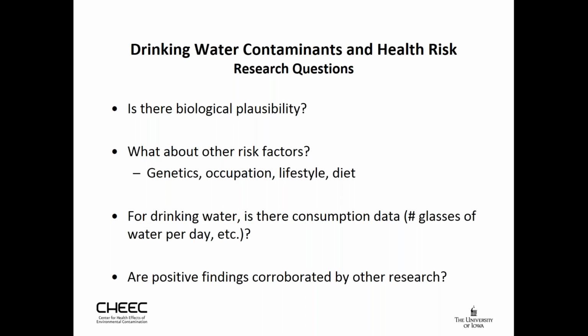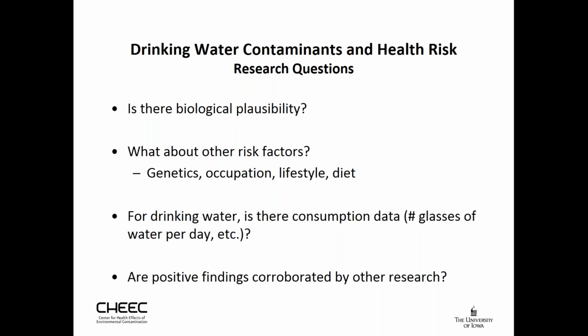We need to know what the other risk factors are for a specific health outcome. For example, in cancer research, we need to know about the genetics of the person that we're looking at, the lifestyle, the diet. What do you eat? Do you have a high-fat diet? Do you drink alcohol? Do you smoke? Do you get enough exercise? What are your occupational exposures? How might they be involved in increasing risk for a certain health outcome?